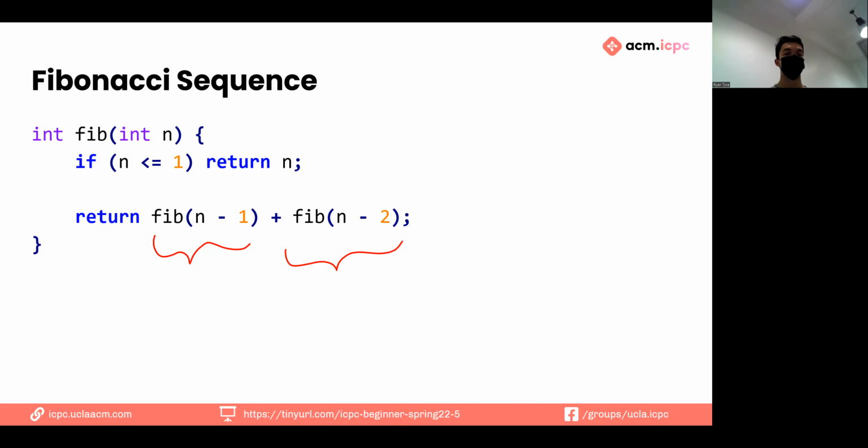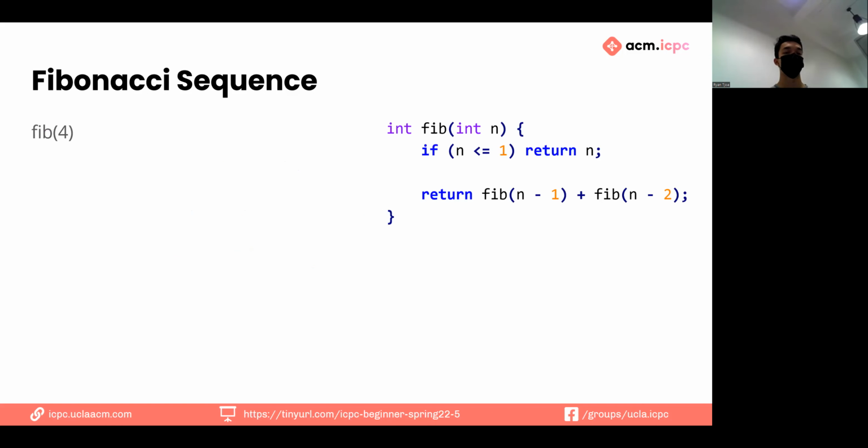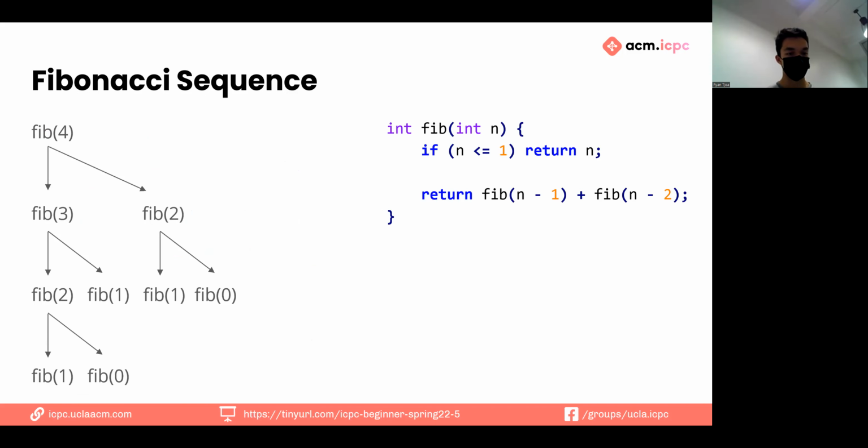So for example, if we're calculating the fourth Fibonacci number, let's start with the full tree. If we start by calculating the fourth Fibonacci number, it'll first do this check. It'll find that n is not less than or equal to 1. So then it will return the sum of these two, which means we'll first have to calculate Fibonacci 3 and Fibonacci 2. So these are 2 more calls to the same function. And then Fibonacci 3 will have to calculate 2 and 1. And then each 2 will have to calculate 1 and 0.